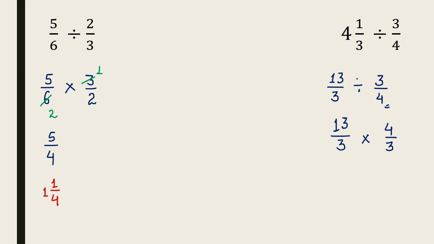As we can see, there is no common factor in any of the numbers. So we will directly multiply the numerators and the denominators. 13 into 4 is equal to 52, upon 3 into 3 is equal to 9. So again it is an improper fraction. So what we have to do is find the mixed fraction for this. That will be 5 whole 7 upon 9.